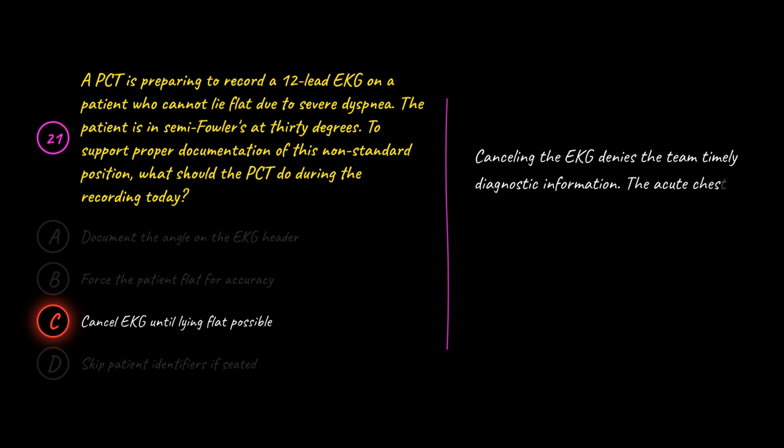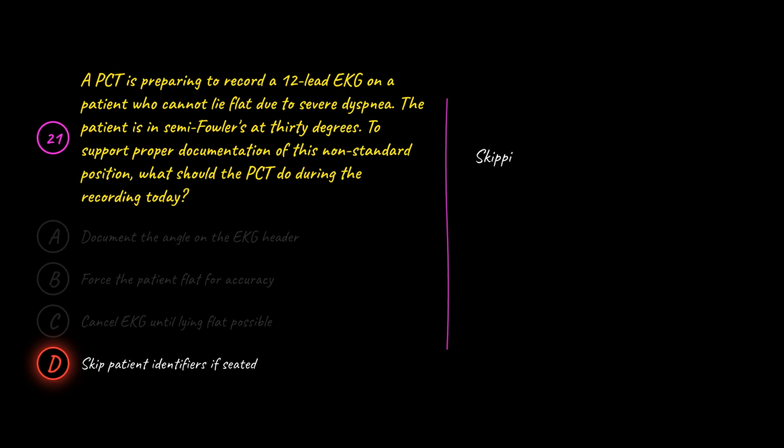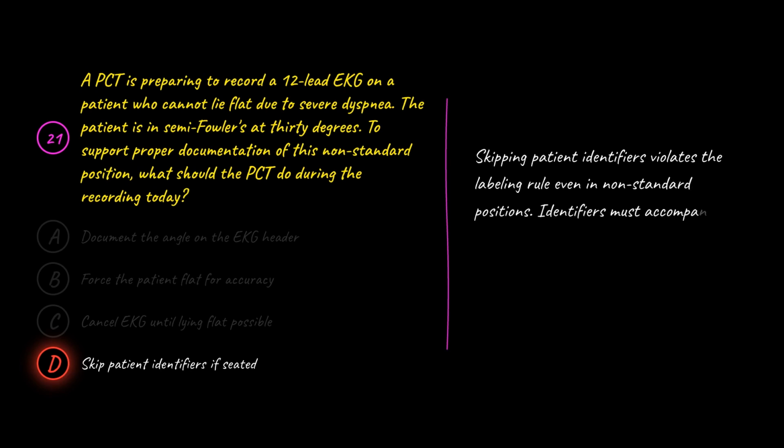The acute chest pain or ischemia workup needs the EKG promptly, and accommodation with documentation is the standard rather than cancellation. D is wrong because skipping patient identifiers violates the labeling rule even in non-standard positions. Identifiers must accompany every recording regardless of patient position, and skipping them creates a critical safety and identification error.